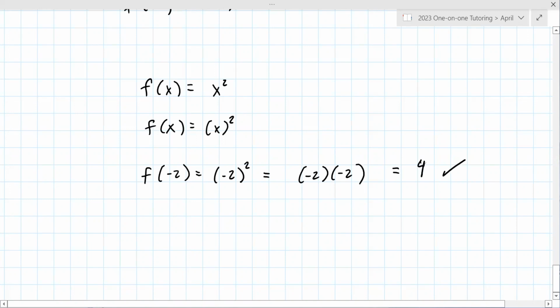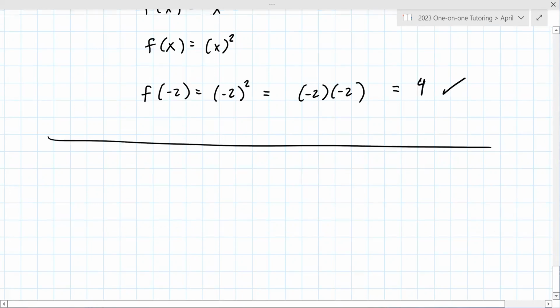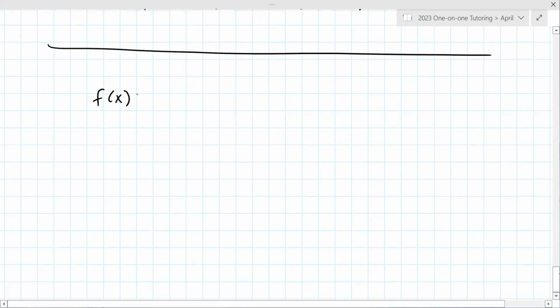Okay, so let's try another one. Let's try a new function here. Let's say f of x equals 3x squared. I want f of 2. That's 3 parentheses 2 squared. Order of operations, do you square or multiply first?